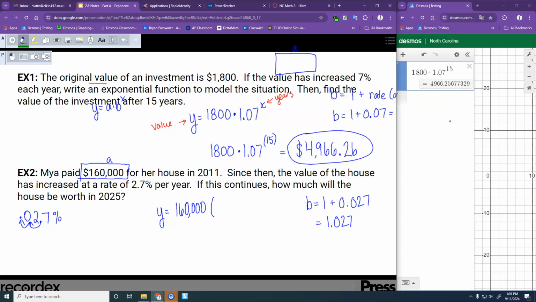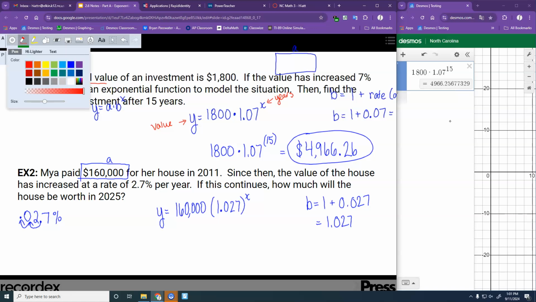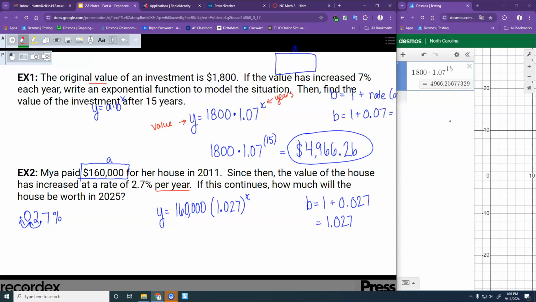You can use the dot or you can use parentheses. I'm going to use parentheses this time so you just see it looking a little bit different. Either one of those means multiplication. And then we'll raise it to the x power. In this case, we are still growing per year here, so our time up here is years. And then y would be the value of the house.